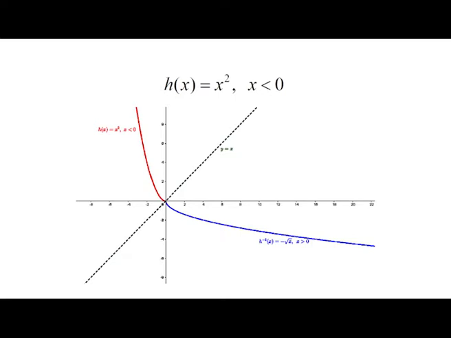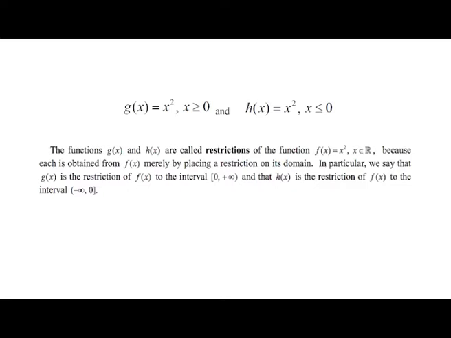The functions g(x) and h(x) are called restrictions of the function f(x) = x squared with x belonging to R, because each is obtained from f(x) merely by placing a restriction on its domain. In particular, we say that g(x) is the restriction of f(x) to the interval [0, infinity), and that h(x) is the restriction of f(x) to the interval (-infinity, 0).